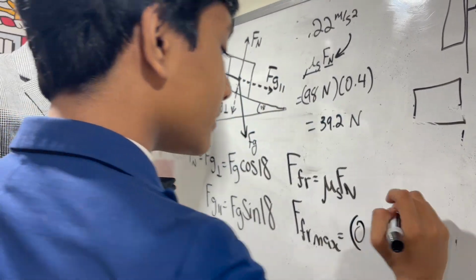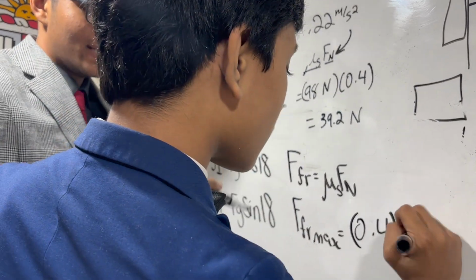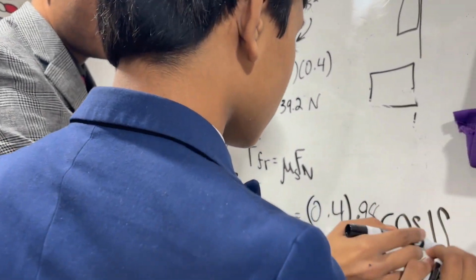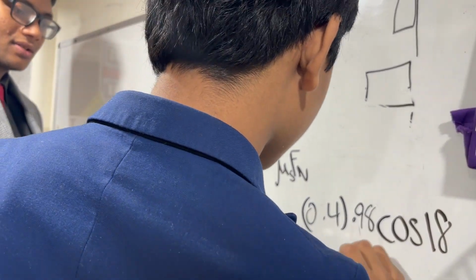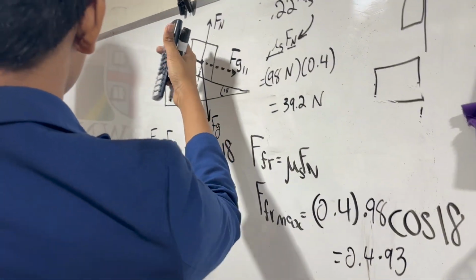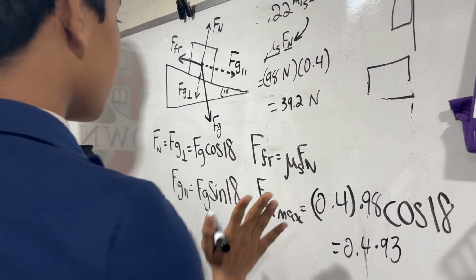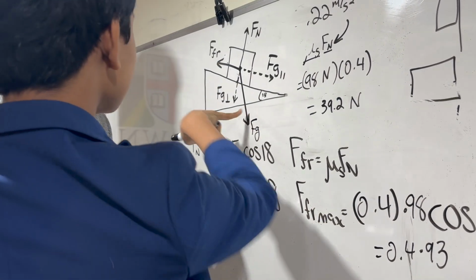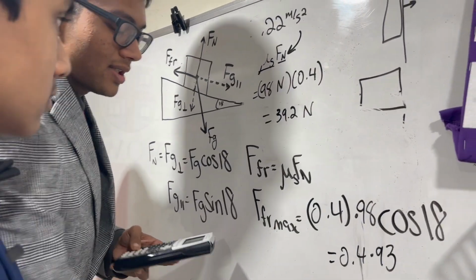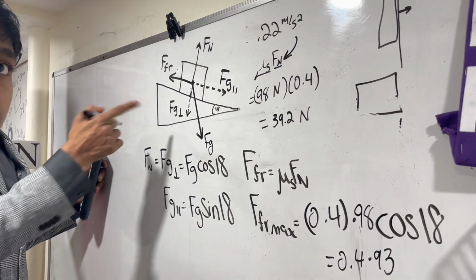It's 98 times cosine of 18. 98 cosine of 18 is 93. 18 is a very small angle, which means that cosine is very large. So this is 37.28. That's the maximum static friction possible on this ramp.